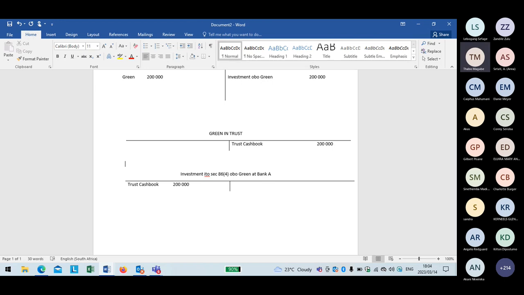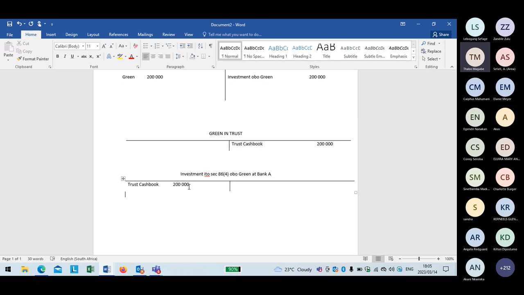Because when you are investing, you will open a new account called investment account, like we are doing now here, and like we did last night. We do not debit the client, although it is the client's money that we are investing. You do not debit the client, because if you debit the client, it will be as if you are either giving the money back to the client or the money is going away permanently. But with an investment, the money is not going away permanently. It is instead going into a new account known as investment.